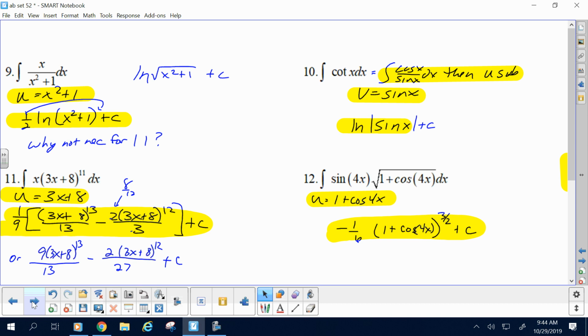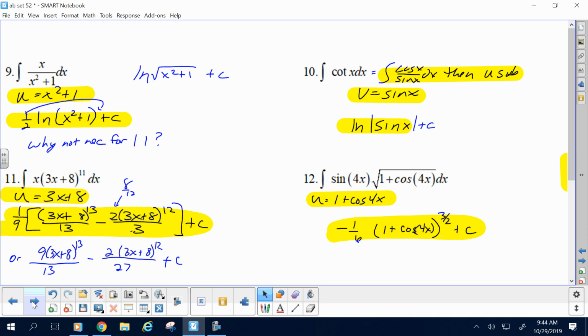You might also see log rules going on. If they take that half and use the log rule that says you can move that up and make it an exponent, you might see as an answer log of the root of (x squared plus 1). Let's see, they're all fine. If you have any of those, you're good. Okay? I just want you to be aware of different answer choices.